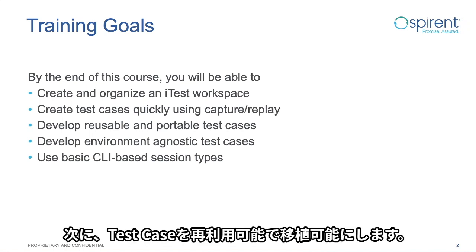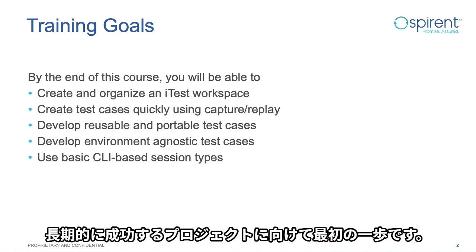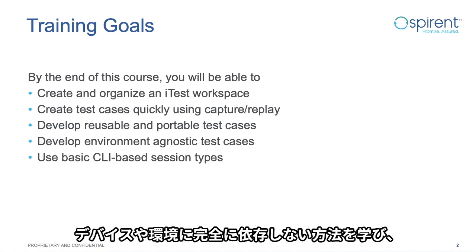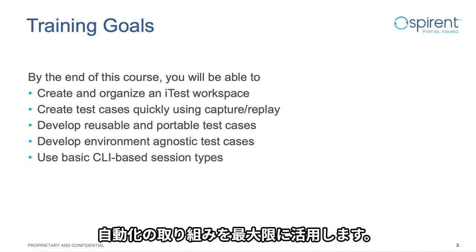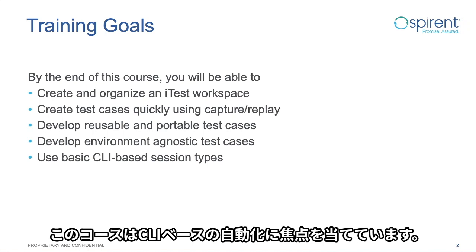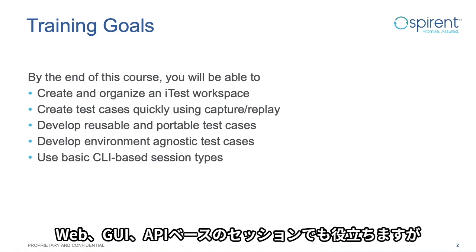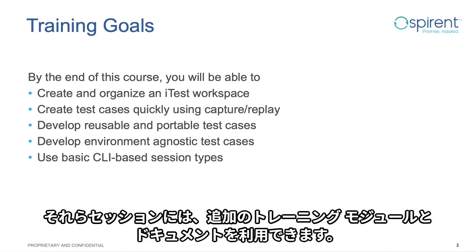Next, we'll take the test created by Capture Replay and make it reusable and portable, taking our first step towards a project that will be successful long-term. Finally, we will learn how to abstract our test case to make it completely device and environment agnostic, allowing us to really get the most out of our automation efforts. This course focuses on CLI-based automation, but the concepts will apply to all types of automation, including web, GUI, and API-based sessions. Extra training modules and documentation are available for those types of sessions.